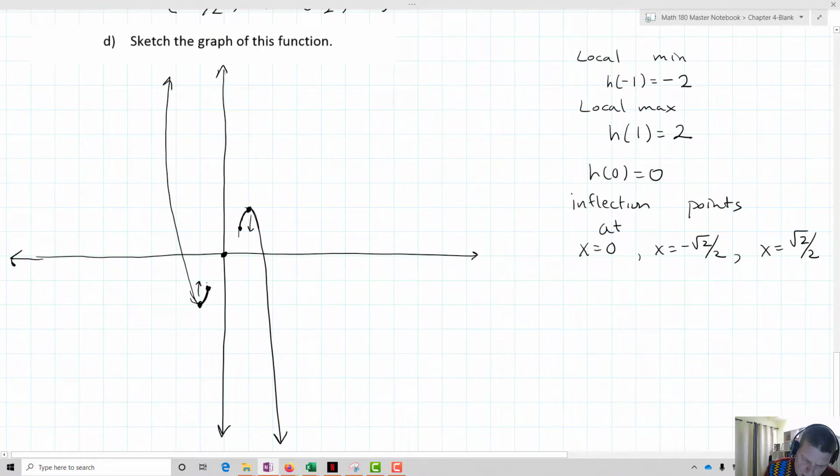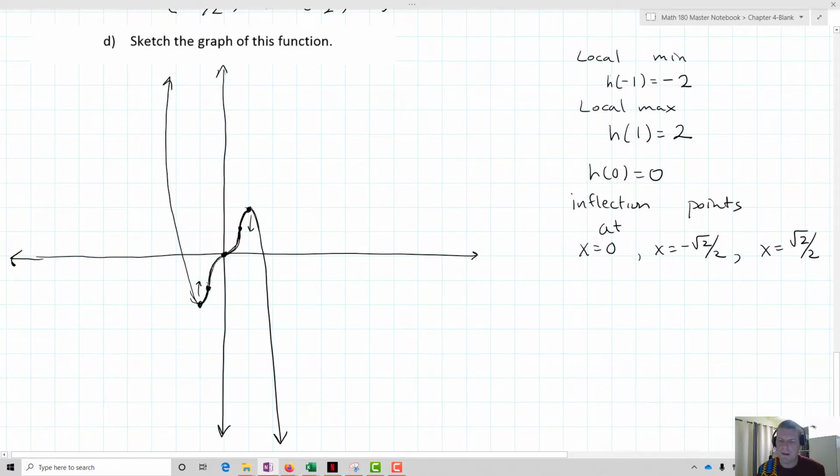And then we switch concavity. So since we went from concave down on this interval, we're going to now go to concave up, right? And then at 0, we'll switch concavity. We'll go from concave up to concave back down. And that's a picture of our graph.